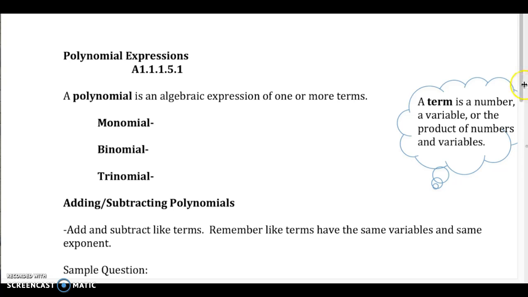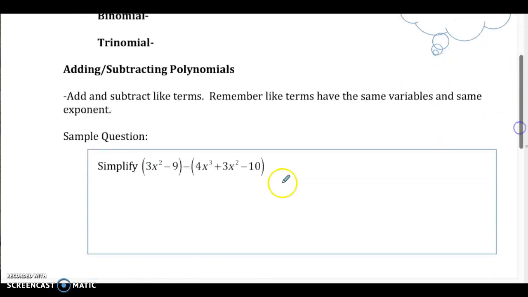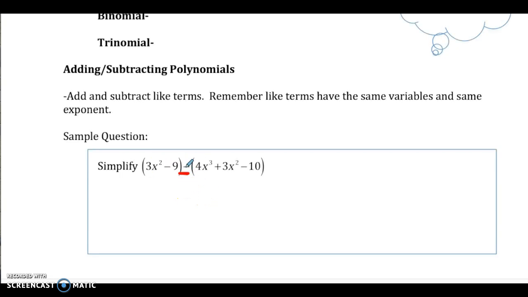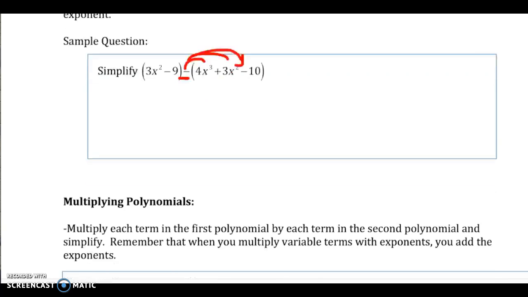So with adding and subtracting polynomials, just make sure you're only combining like terms. They're going to try and trick you with questions like when you have this negative out here. Remember, you've got to distribute that negative to all pieces of your following parentheses as you're simplifying those and combining like terms.